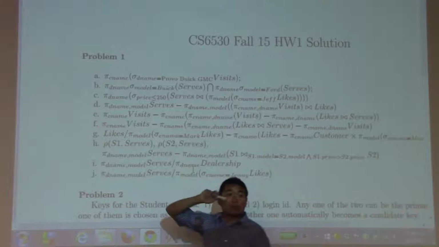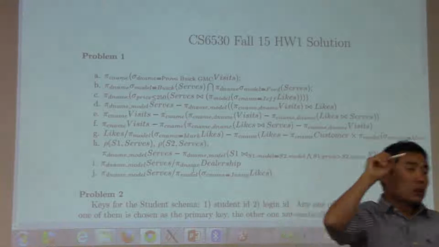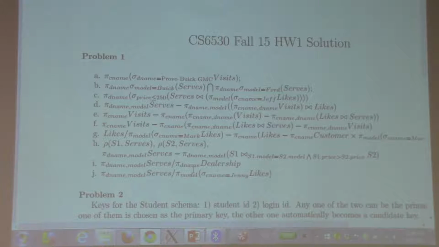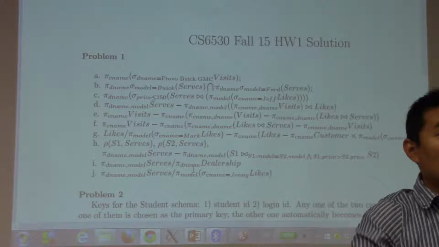Then you pull out those customers. What is this list of customers? This list gives you all customers who haven't visited at least one dealership that serves at least one car he or she likes. But if you are a customer from this list, that's precisely the customer I want to get rid of. Because by the requirement of this problem, you need to visit all dealers that serve at least one car you like. If you haven't visited at least one dealership that serves a car you like, you are disqualified.